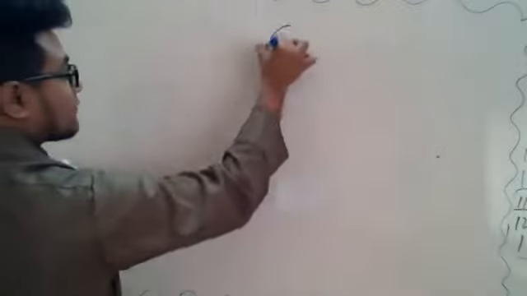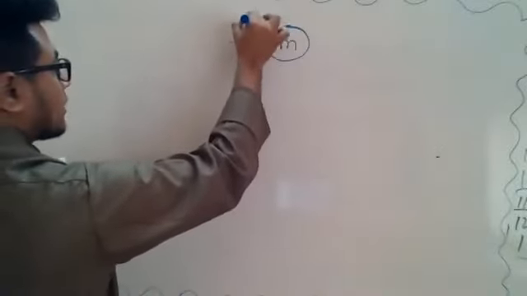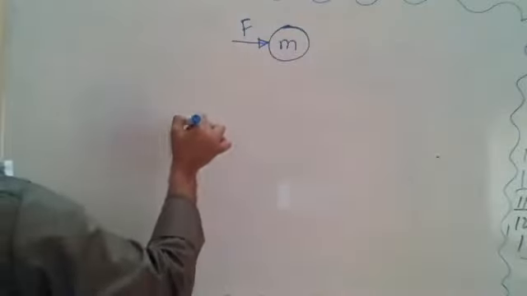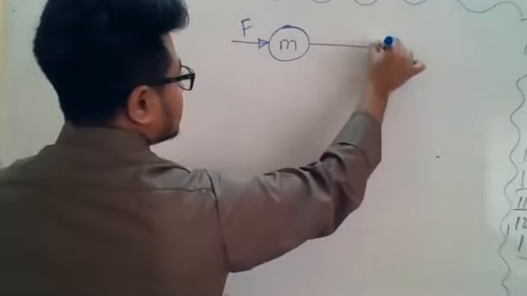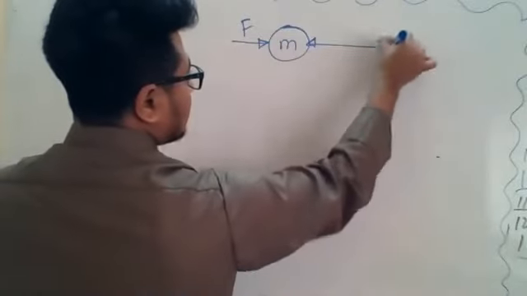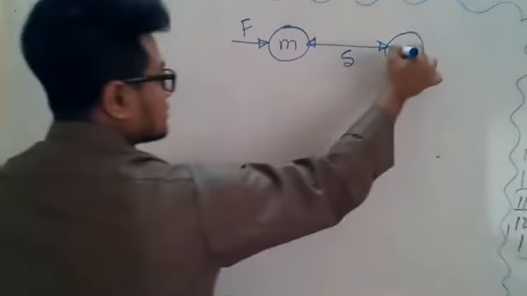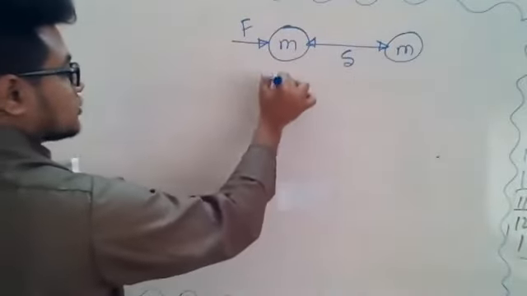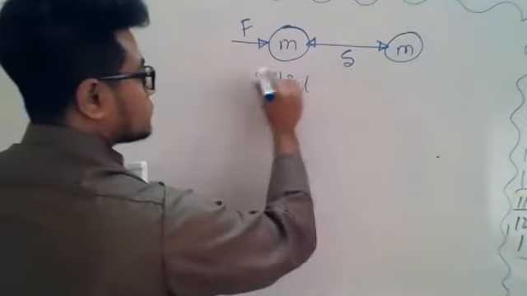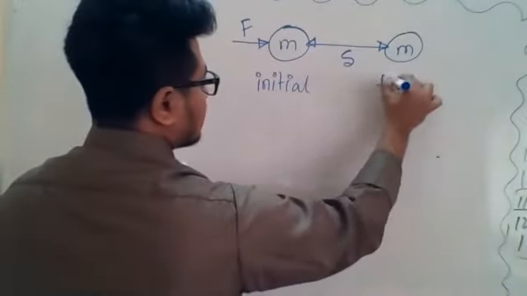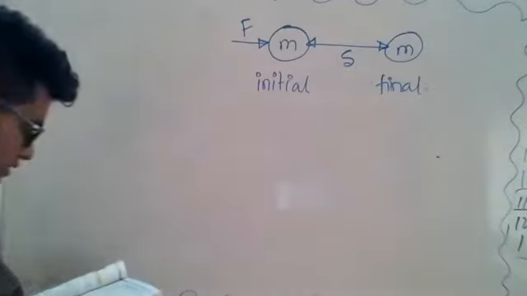That means we have a body of mass m. A force F is being applied on it, and as a result it is having a displacement. It was previously here, now the body has come here, so the displacement is s. So this is the initial position, and due to the application of force the displacement occurred, so this is the final position, and the distance between initial and final is the displacement.